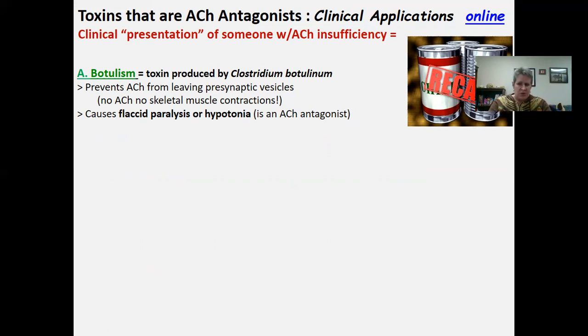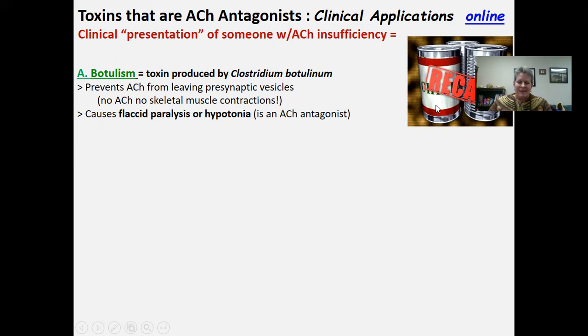So what you see in a person with botulism toxicity is, I don't like flaccid paralysis, I like hypotonia. Remember, tone means muscle tone, and hypo means too little. So botulism can definitely harm you, okay? Now, you can get it from improperly canned foods. That's usually how most people get it, and it is rare.